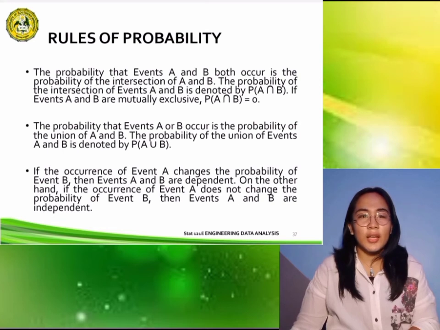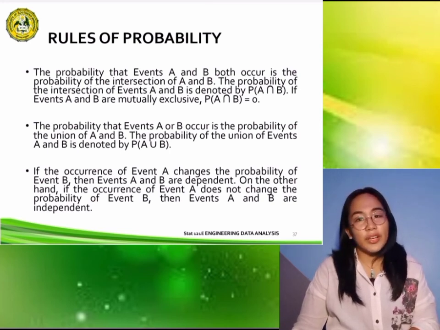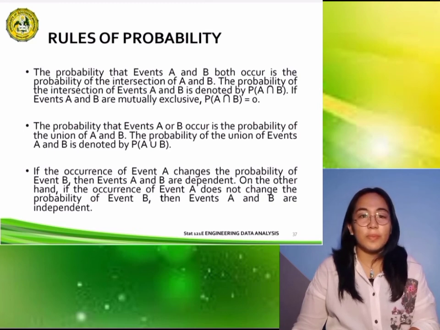Next definition: the probability that events A or B occur is the probability of the union of A and B. The probability of the union of events A and B is denoted by P of A union B, where the symbol of union is U. Next definition: if the occurrence of event A changes the probability of event B, then events A and B are dependent. On the other hand, if the occurrence of event A does not change the probability of event B, then events A and B are independent.